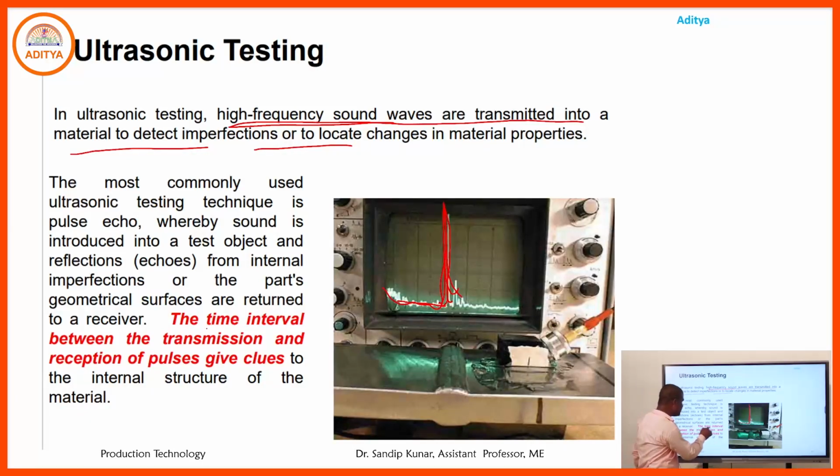The time interval between the transmission and reception of the pulses gives clues to the internal structure of that particular material. Here we take the wave performance in that particular welding joint, and based on that wave nature we decide whether some problems are present in that particular weld joint.